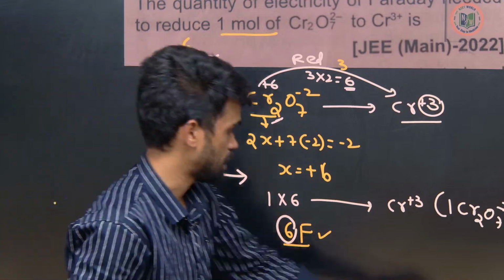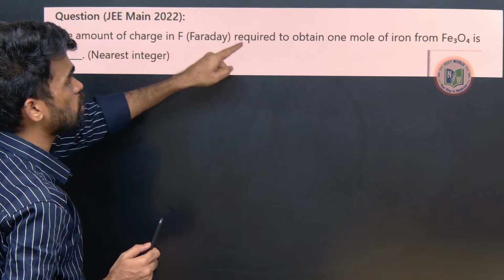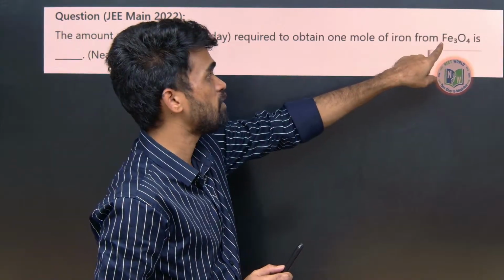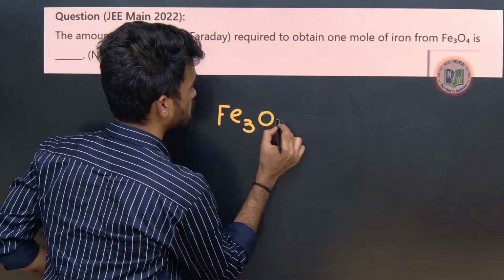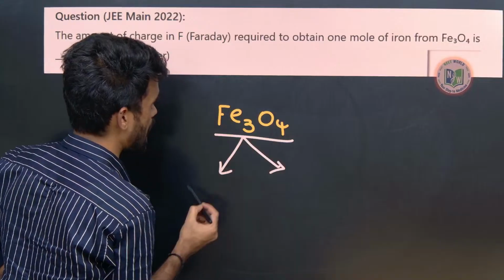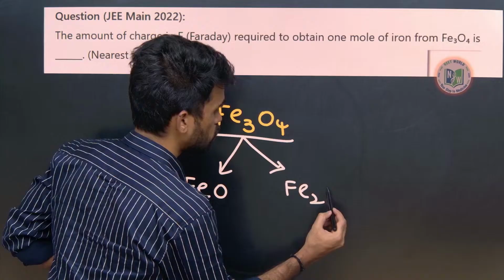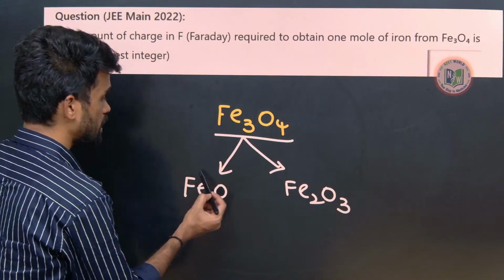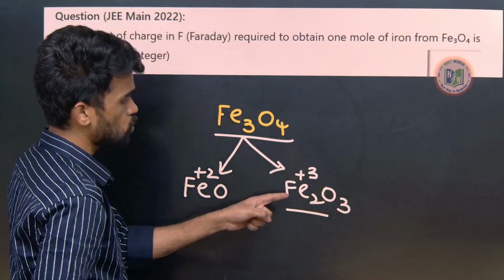Right, now next let us move here. The amount of charge in Faraday required to obtain 1 mole of iron from this mixed oxide of iron. So iron oxide is given. Fe3O4 is given. You can write this Fe3O4 as 2 types. It's a mixed oxide, containing FeO and Fe2O3. These are the 2 oxides present in it. What is the oxidation state of iron here? It is +2. And what about this iron? It is +3. 2 irons with +3.